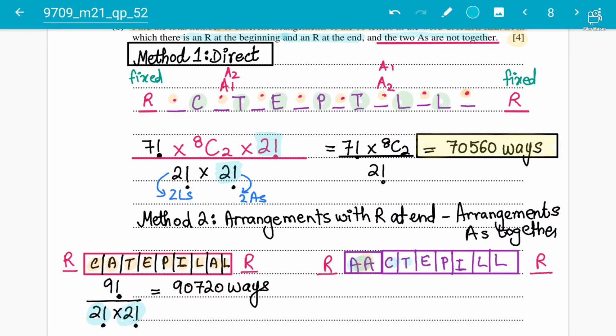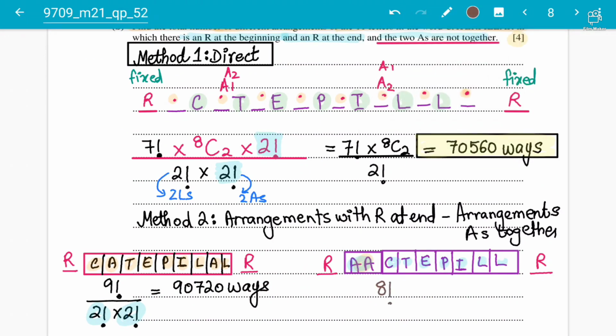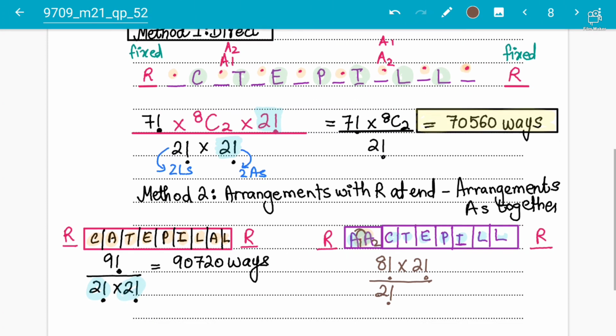So 1, 2, 3, 4, 5, 6, 7, 8. So here we go, sir. It will be 8 factorial for the 8 boxes, into 2 factorial for the 2 A's, because A's can change their place. If you say them A1, A2, they can change their place. And again divided by 2 factorial for the 2 L's and 2 factorial for the 2 A's. So eventually you are left with 8 factorial divided by 2 factorial.